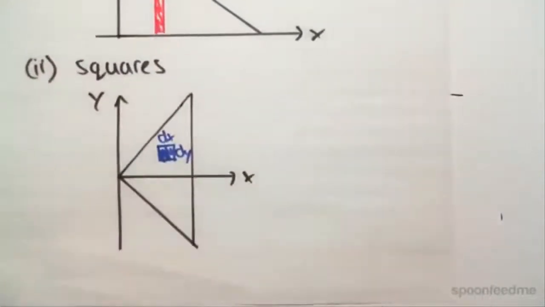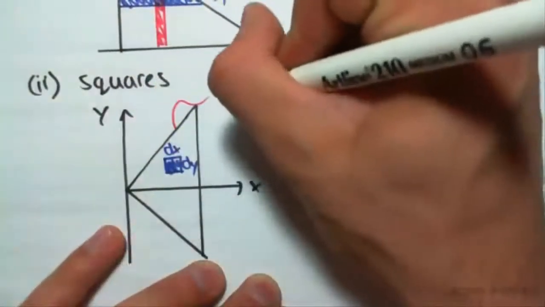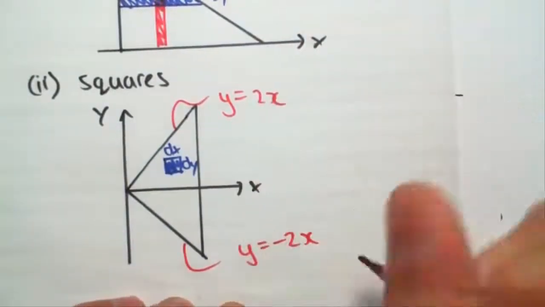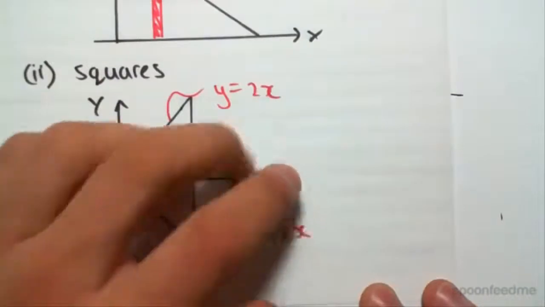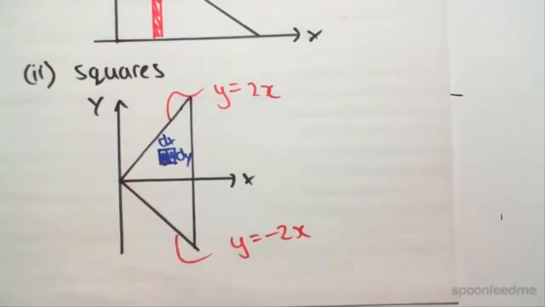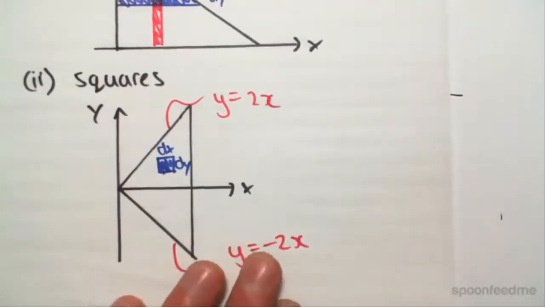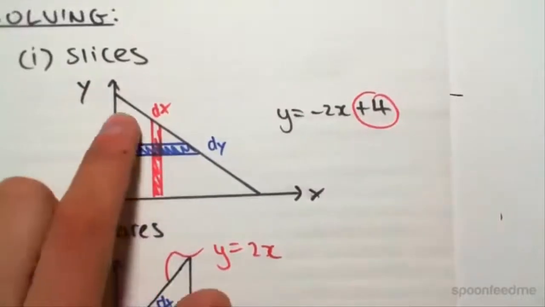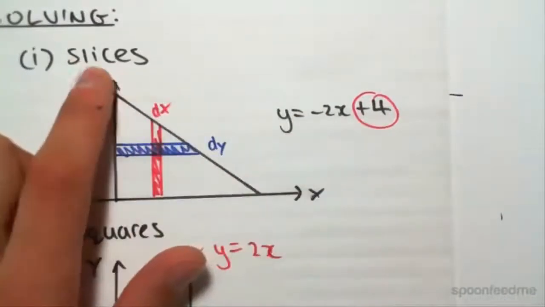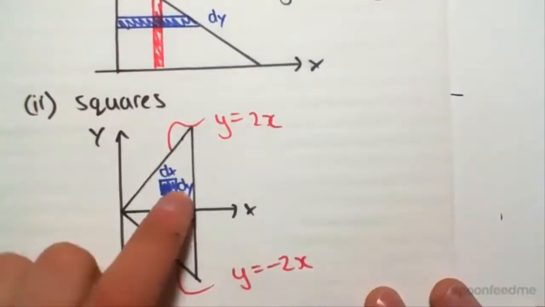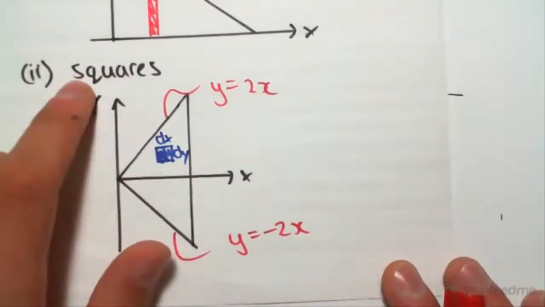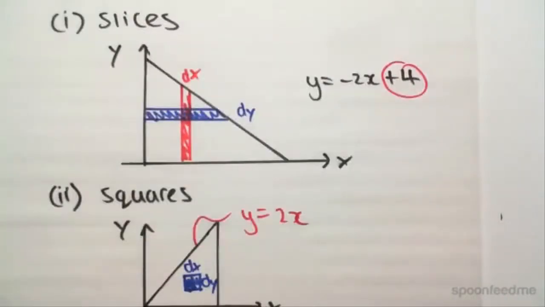When you have a shape like this, where say this function might be y equals 2x, and this one might be y equals minus 2x, you can see you don't have any y-intercepts. Now, if you don't have any y-intercepts, it's a lot easier doing it by taking squares. So just to summarize, how to know when to do which method for triangles: whenever you have a triangle enclosed by a line which has a y-intercept, do slices. It's much easier. Whenever you have a triangle enclosed by lines which do not have y-intercepts, do squares. It's much easier. So we're going to be doing examples of both of them so I can show you why.